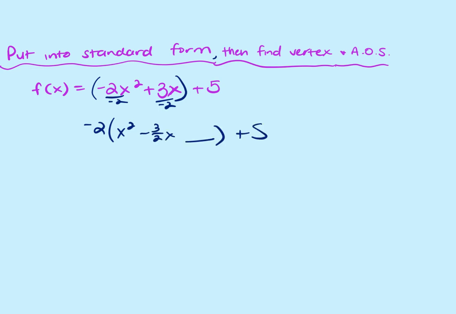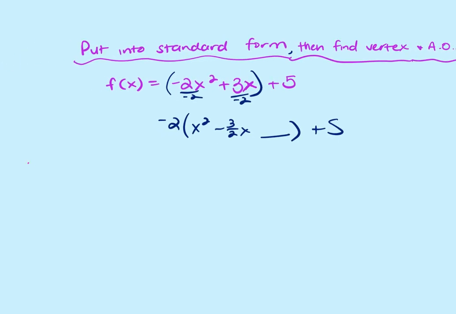I'm going to put the 5 on the outside. Then what? Then you're going to take the -3/2 out, divide it by 2, and square root it. Good. So 3/2 divided by 2 squared, or 3/2 times 1/2 squared, would be 3/4, and that squared is 9/16. So that's what I'm adding inside the parentheses.